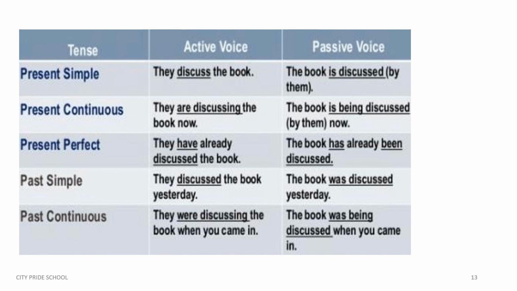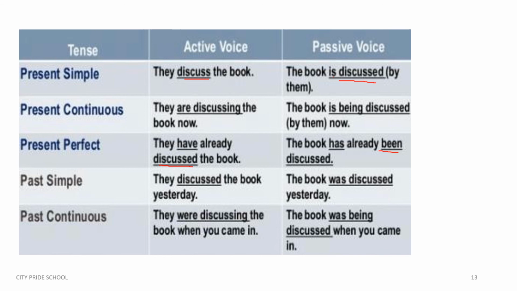Now, the last slide I'll give you summarizes the tenses that we have learned: simple present, present continuous, present perfect, simple past and past continuous. You see, the sentences here are the same. They discuss the book. The verb is discuss. The book is discussed by them. We add is and discussed here. Now they are discussing the book now. So present continuous, the book is being discussed. Present perfect, they have already discussed the book. The passive voice will be the book has already been discussed.